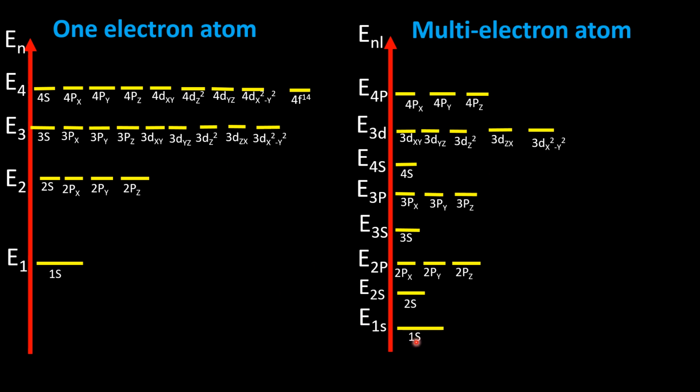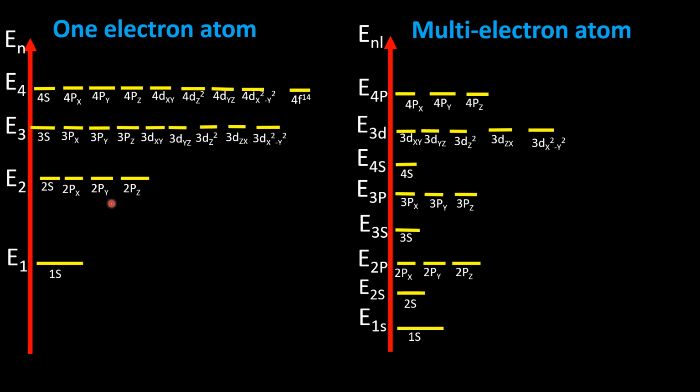In a multi-electron atom, here you can see that we have first the 1s state, and then we have the 2s, then the 2p states, which are 2px, 2py, 2pz. Up there we have 3s and 3p states, 4s states, and so on. Here you can see that the main difference is in the degeneracy of energy levels.